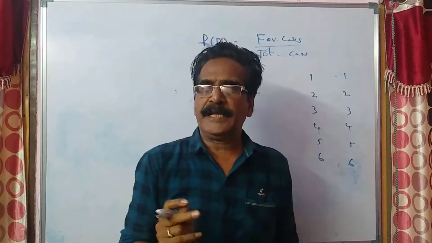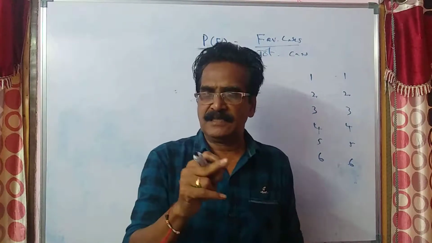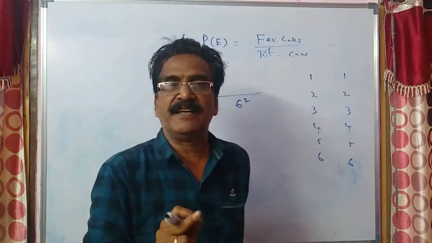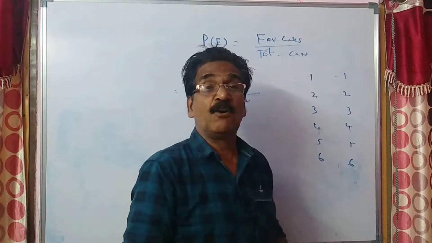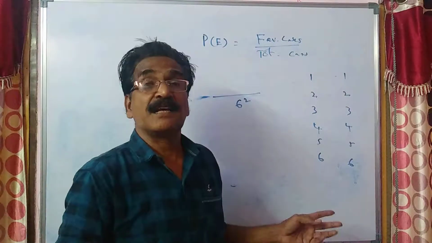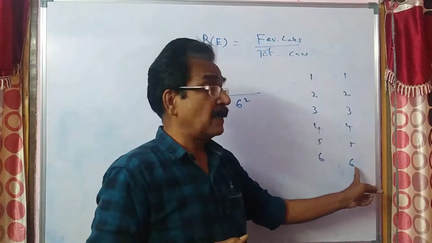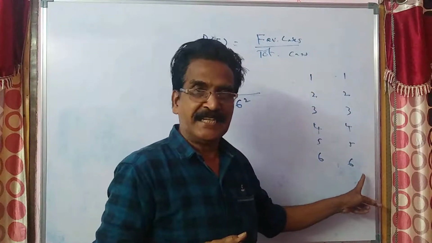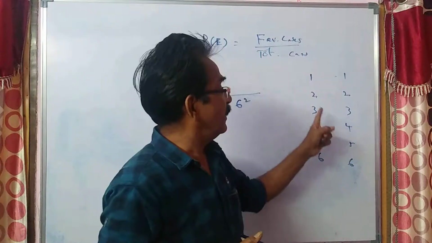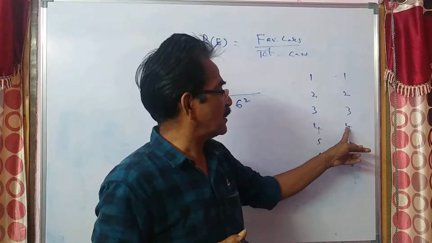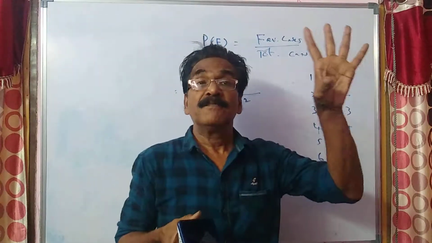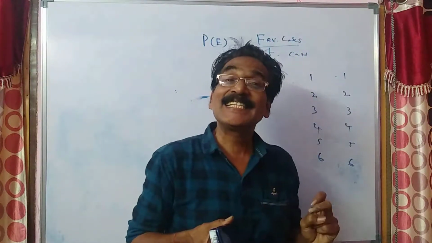What is the probability that the sum on the two dice is 7? So how many cases do you get where the sum is 7? 1 plus 6: the first die may show 1 and the second die may show 6. So 1 plus 6 is 7, 2 plus 5 is 7, 3 plus 4 is 7, 4 plus 3 is 7, 5 plus 2 is 7, 6 plus 1 is 7. There will be again 6 cases.